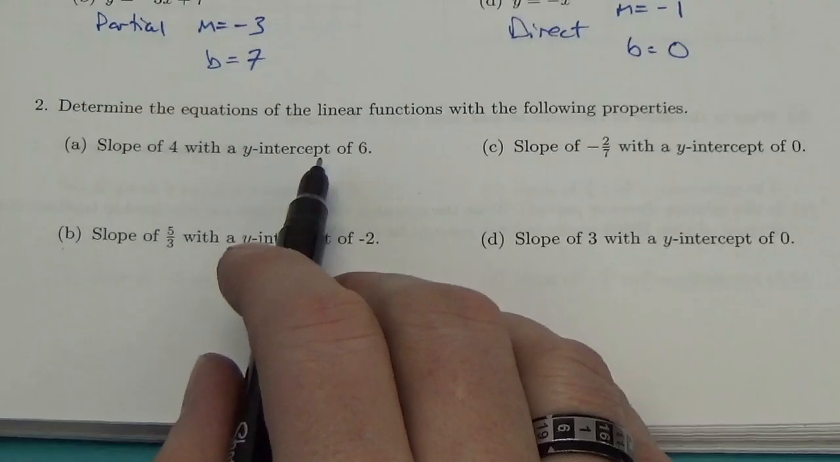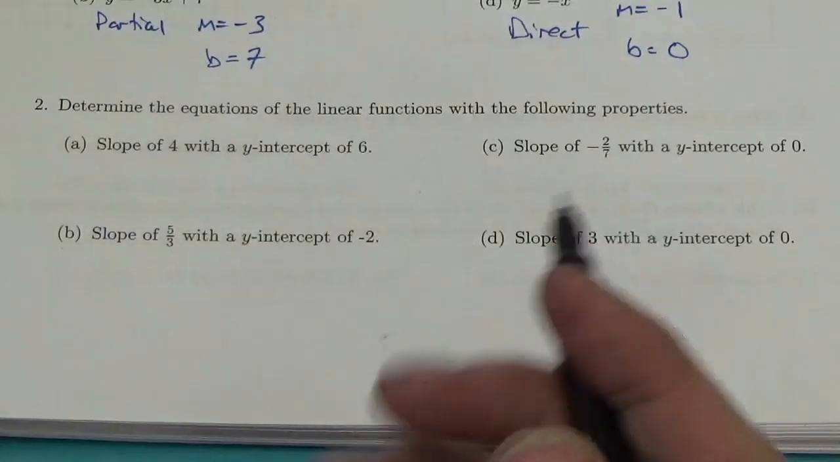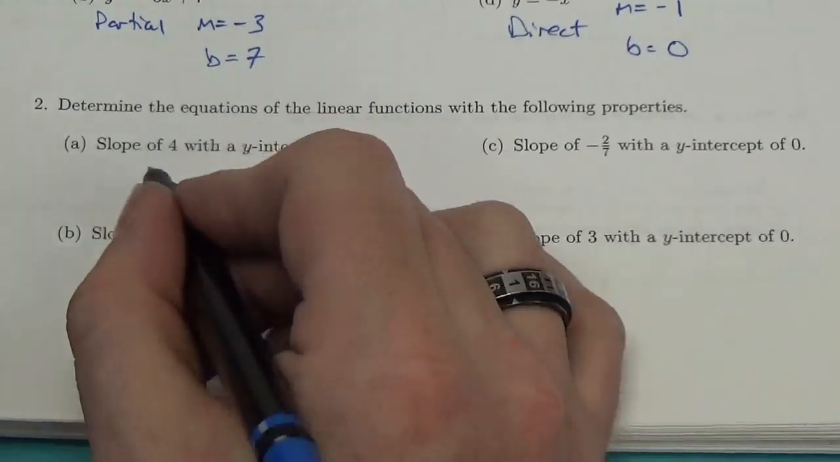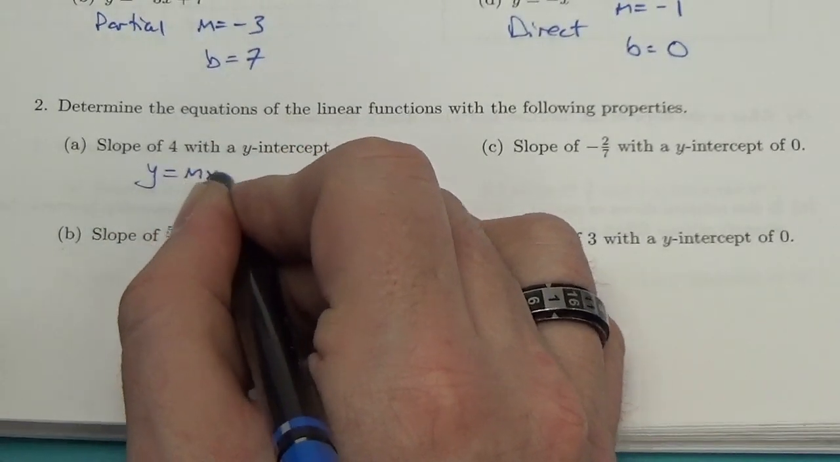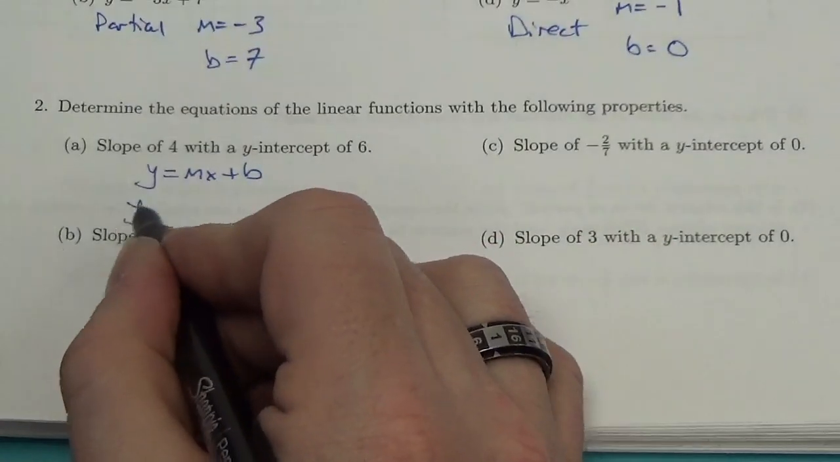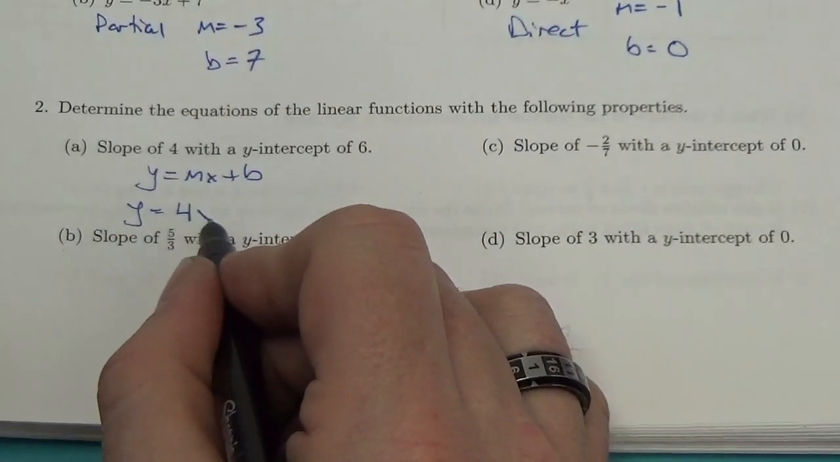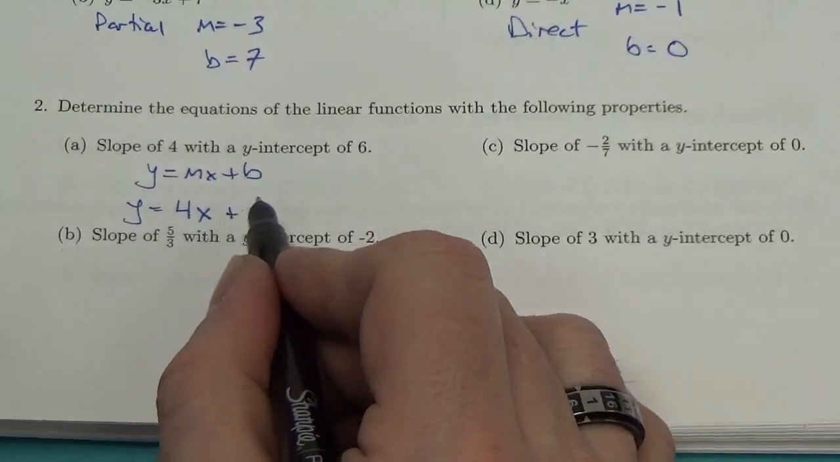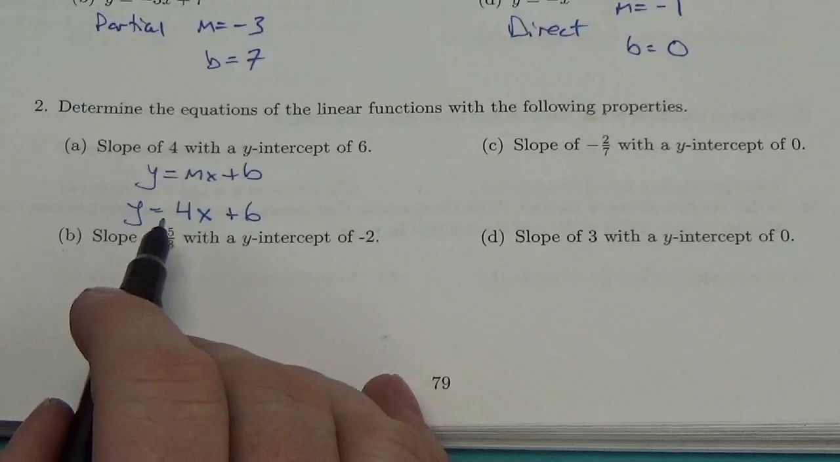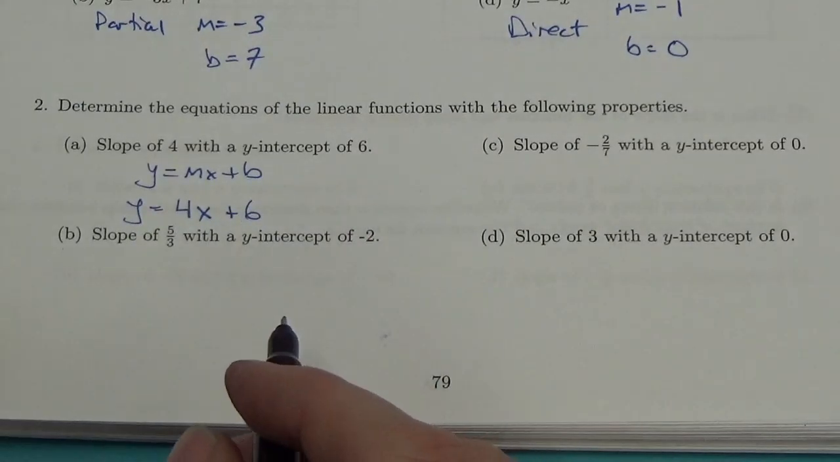Slope of 4 and a y-intercept of 6. Okay, so I'm giving you the pieces here, and as soon as I give you a y-intercept that's not 0, that means it's got to be a partial linear relation. I know that the slope is the coefficient of the x, and I add the y-intercept on at the end. So this first one is y equals 4x plus 6.